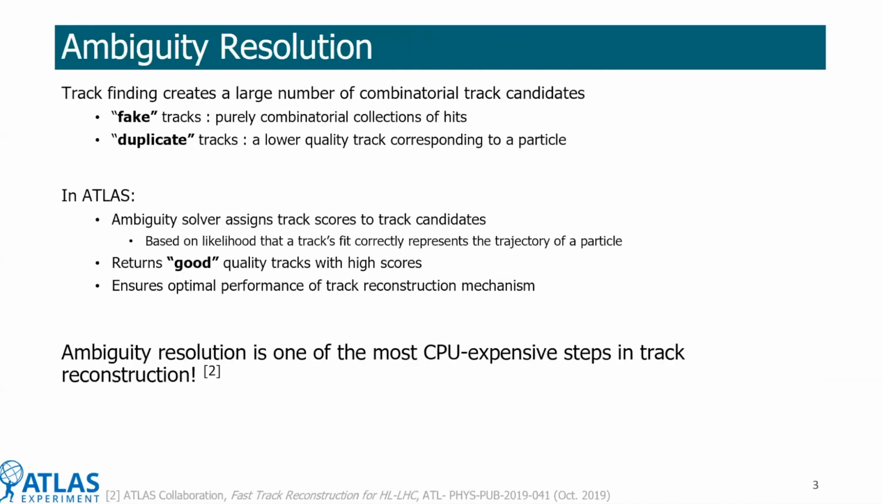So my focus was on the last step of this whole mechanism. Track finding, as mentioned, by iterating over those many combinations of seeds with other space points, creates a very large number of track candidates, which results in fake tracks, which are just purely combinatorial collections of hits that don't correspond to a particle, and duplicate tracks, which are lower quality tracks that correspond to a particle. So we want to be able to distinguish these tracks from good tracks, which most accurately represent the trajectory of a particle.